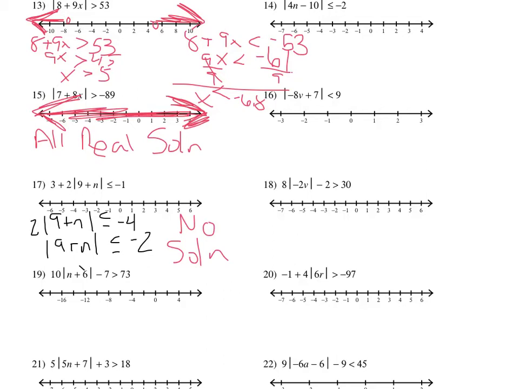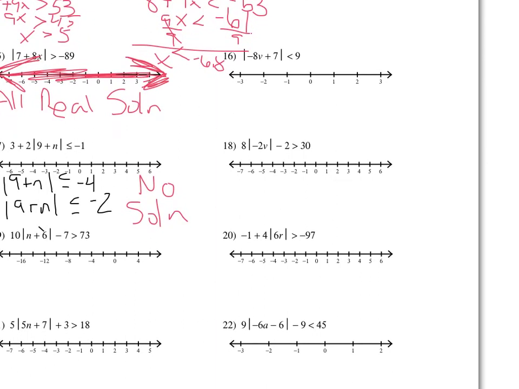Let's see, I want to do one more here. Let's look at number 18. Okay, number 18. First thing I'm going to do is add that 2. So I'll have 8 times the absolute value of -2v is greater than 32. Divide by 8, so I'll have the absolute value of -2v is greater than 4.